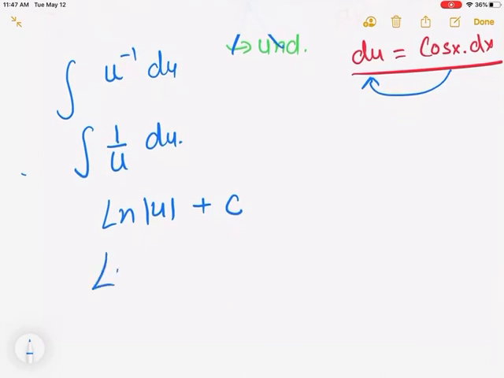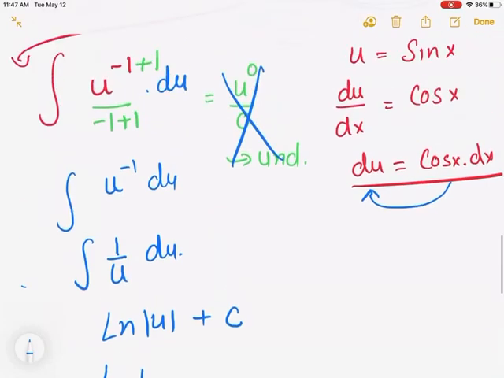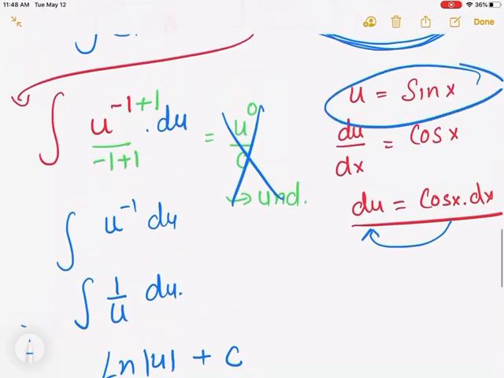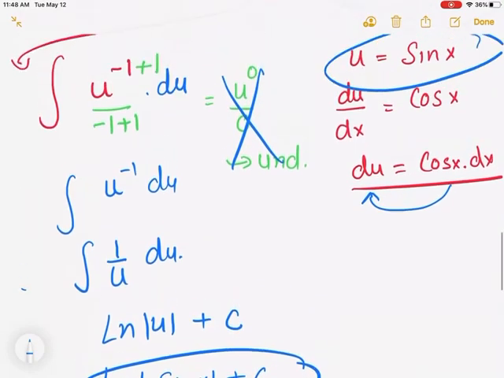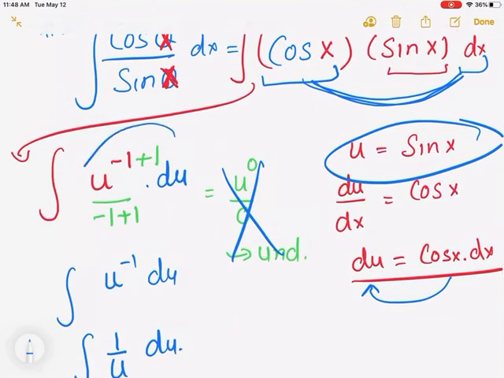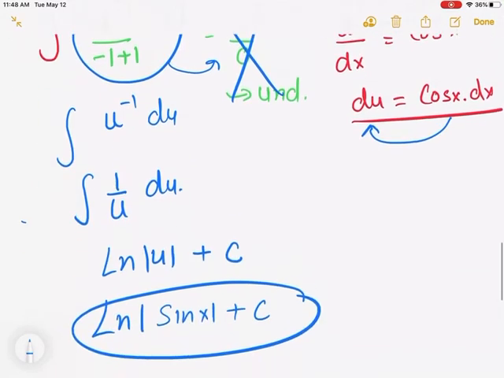And finally, I would substitute this u with my original expression, which is this one. So my answer would be, here you go. Keep in mind, anytime you try doing a normal integral and the function becomes undefined because of 0 in the denominator, that's always going to be a log function integral. All right, I have 2 more to show you.